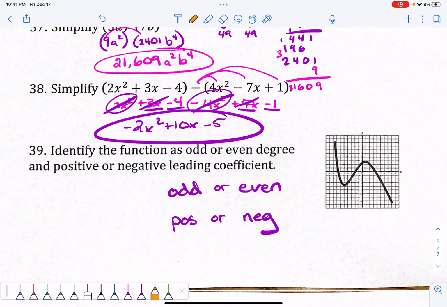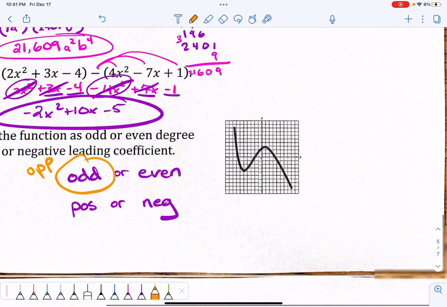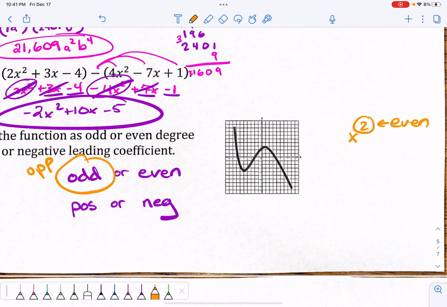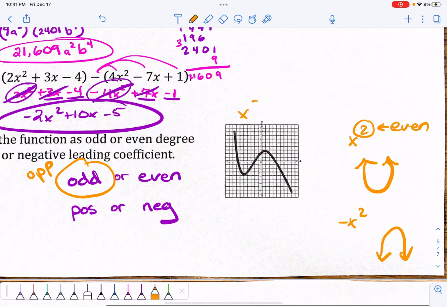Odd means opposite. An even function, like let's say x squared, is an even function. X squared is a parabola. They're both going the same direction, right? They're both going either up, or if this is a negative x squared, then it's going down, right? So that's how that works, okay? This guy kind of looks like an x to the 3rd power function, which is an odd function, okay? And he's going opposite directions.